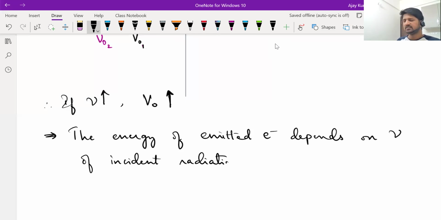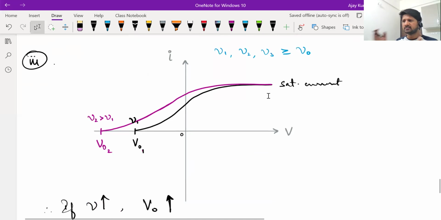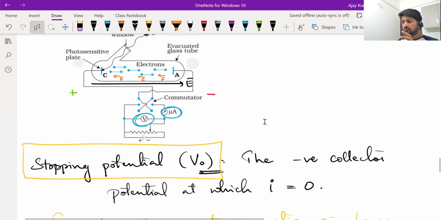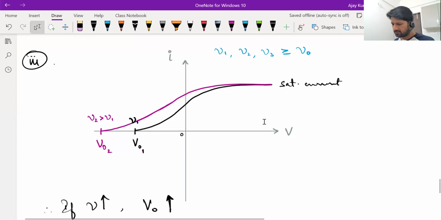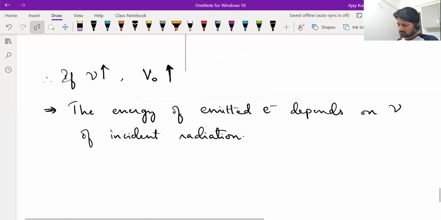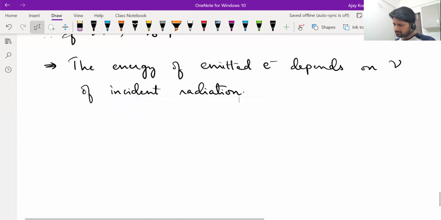See, questions based on these graphs are very common. They can just give you a graph and ask you which frequency is more or which stopping potential is more. Fine. So you need to know what exactly happened in the experiment. What exactly was observed in the experiment. Right. So these were the fundamental observations that they made.